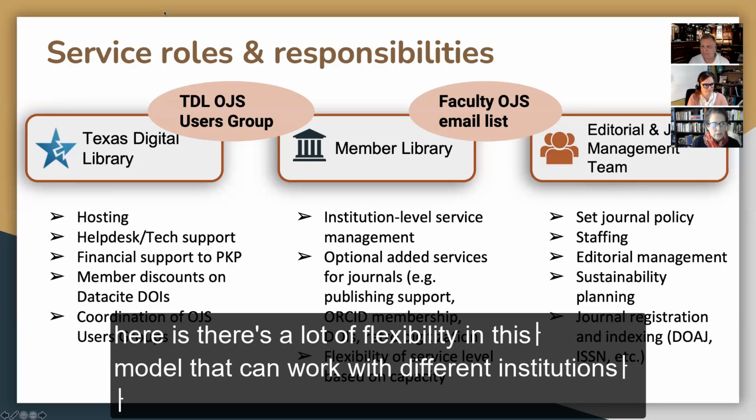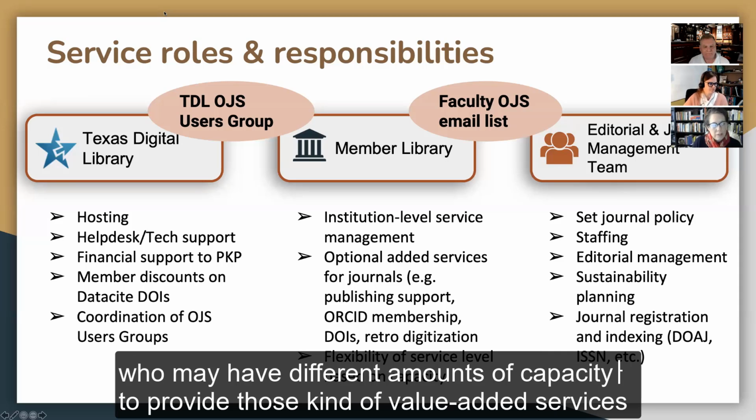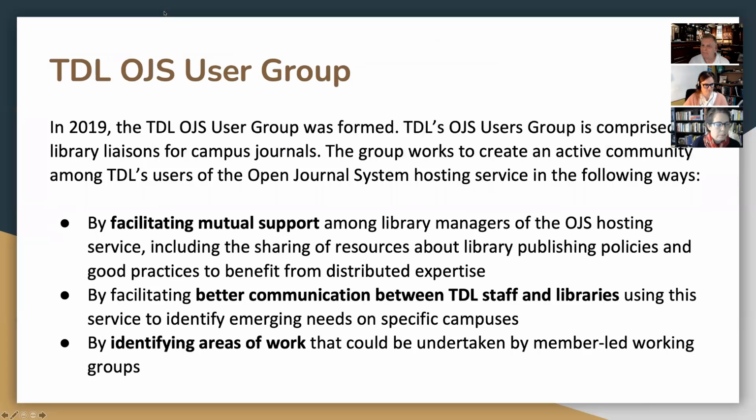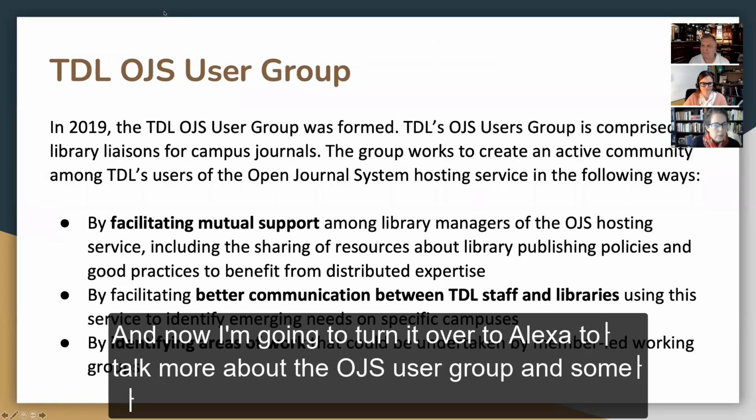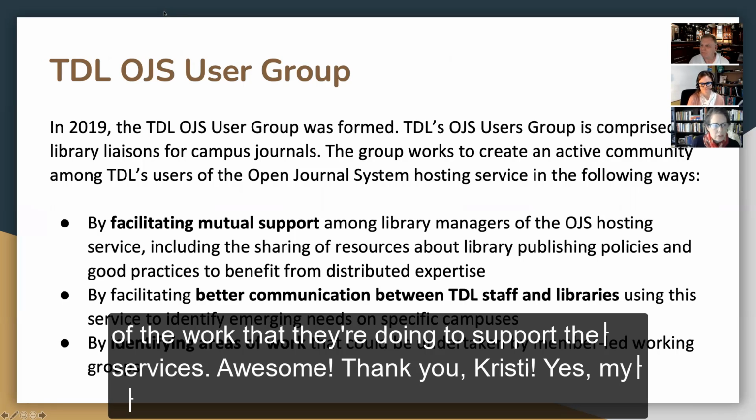So the main message here is there's a lot of flexibility in this model that can work with different institutions who may have different amounts of capacity to provide those kind of value-added services. And now I'm going to turn it over to Alexa to talk more about the OJS User Group and some of the work that they're doing to support the service.